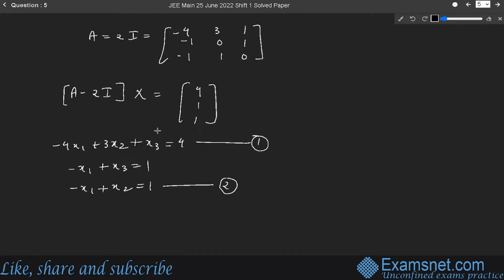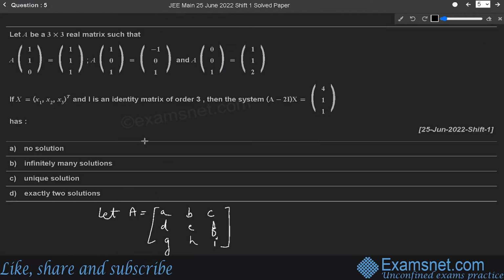So if we multiply 3 with this equation and we add another equation, then we can say that it will form an infinite solution. Therefore, we can say that this given system, (A minus 2I) x equal to [4,1,1], has infinitely many solutions. So the correct option for this question is option number B, which is infinitely many solutions. I hope this question is clear to you.